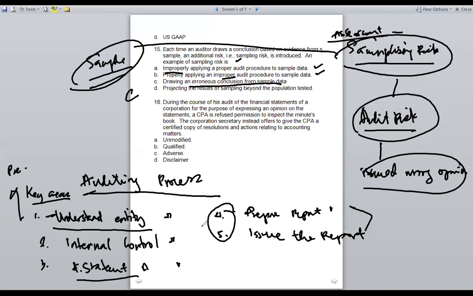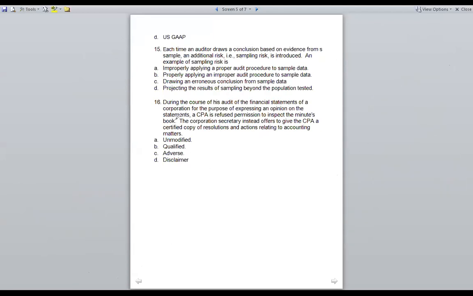Okay, so number 16, let me clear this one. During the course of his audit of the financial statements of a corporation for the purpose of expressing an opinion, a CPA is refused permission to inspect. Oh, so guys, meron kang refusal, meron kang limitation of work. So when you say limitation of work, saan tayo? Disclaimer. Okay, letter D, disclaimer.